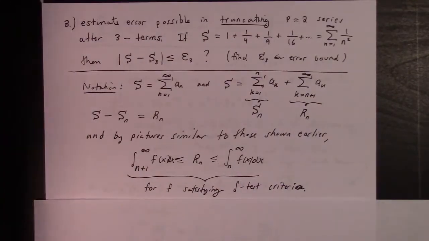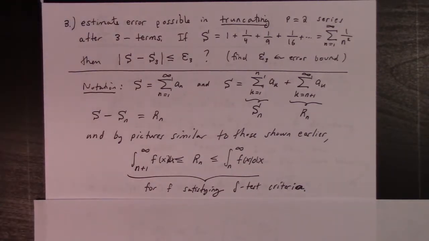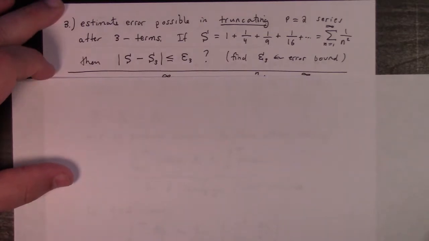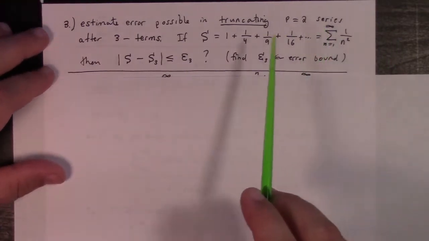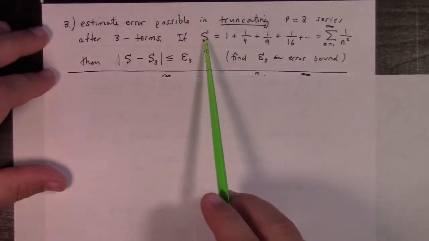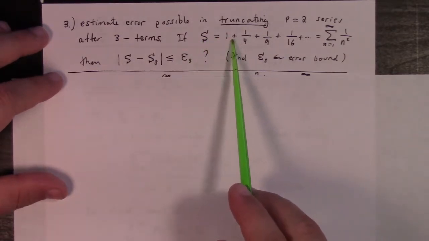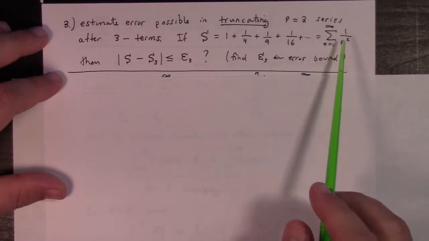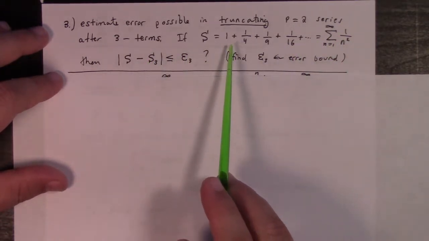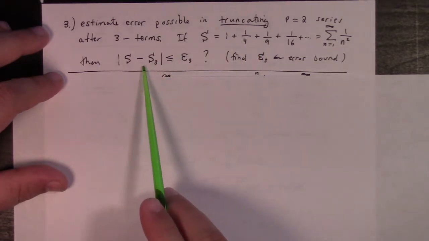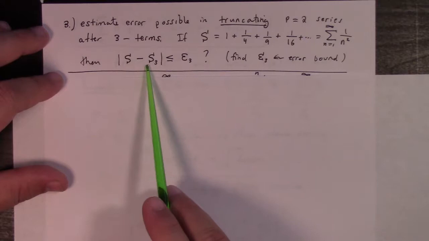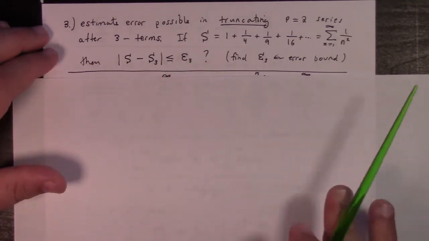But let's use that estimate to try to truncate the p equals 2 series after 3 terms. If I look at the series 1 plus 1 fourth plus 1 ninth plus 1 16th, in other words, the p equals 2 series, and I just keep the first 3 terms, what's the error in just using the third partial sum? What's the difference between the actual sum and S3?